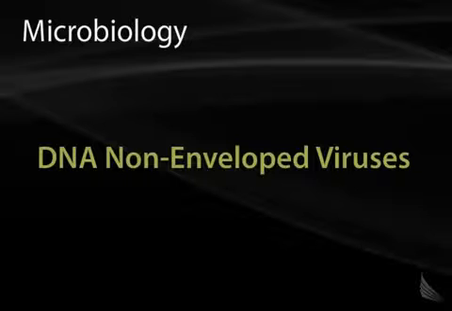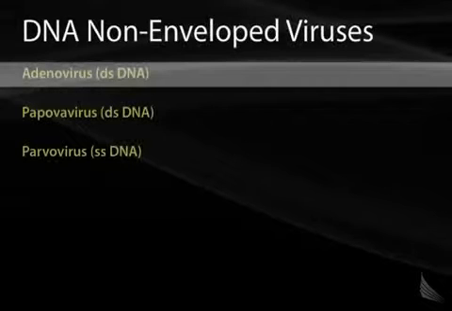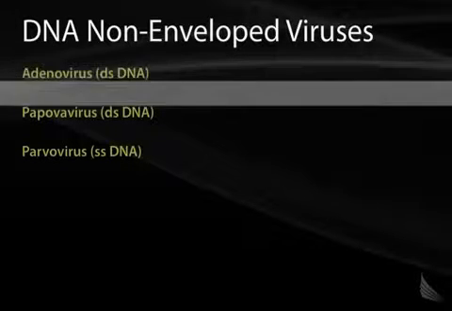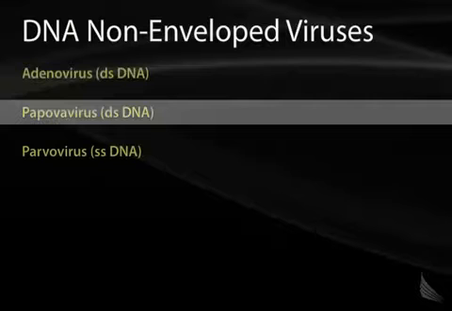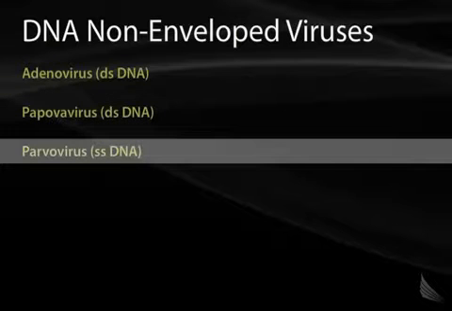This is Microbiology, Module 32. We'll talk about DNA non-enveloped viruses. The three species of DNA non-enveloped viruses we have to worry about are adenovirus, double-stranded DNA, papovavirus, double-stranded DNA, and parvovirus, single-stranded DNA.